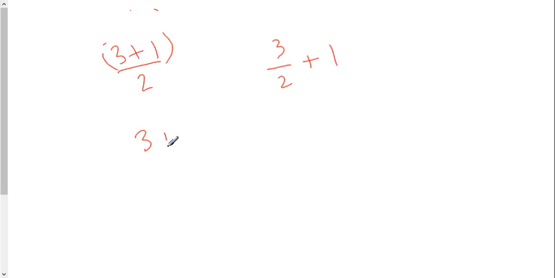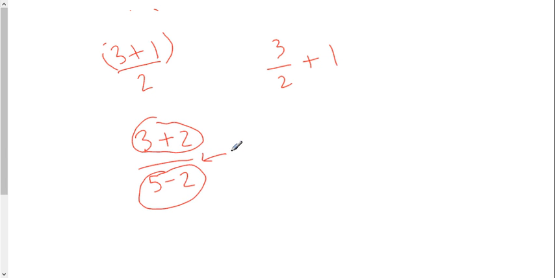So if I had a problem like this, 3 plus 2 over 5 minus 2, then what I would do is I would do this entire top first. I would do this first. I would do the whole problem on the bottom second, and then I would divide last. Okay? So let's go back to this problem.